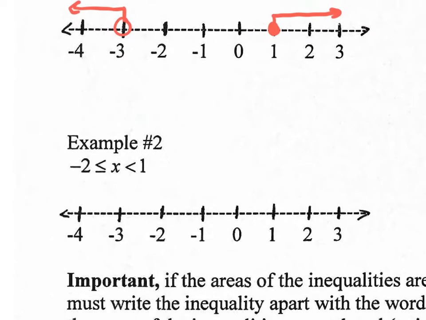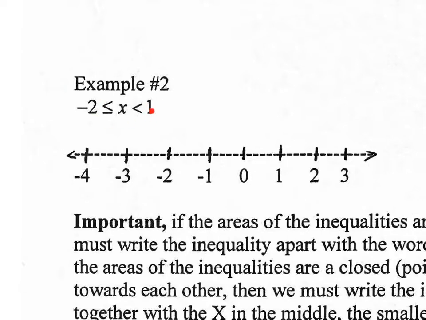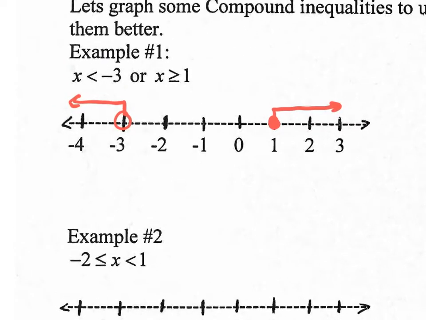Let's go to the next one here. Now this one is a compound inequality, and it's written together. So obviously there is no word "or" separating them. So the areas, when we graph them, are going to be together. It's logical, right? Up here, the word "or" implies that they're apart. Right here, it's together. So when I graph it, it's going to be together.